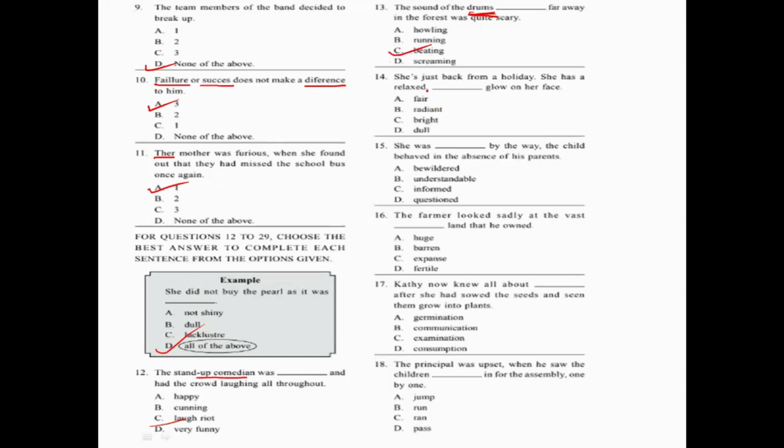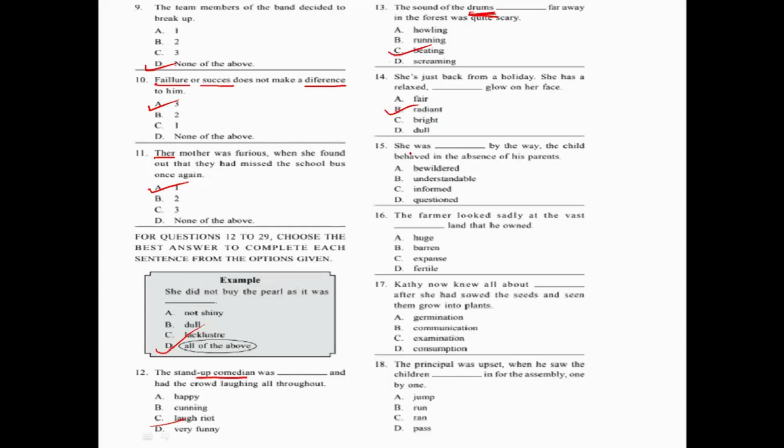Okay, now she's just back from a holiday. She has a relaxed dash glow on her face. Okay, so what is the correct word we use for a glow on the face? It is radiant glow on her face. We can't say fair glow on her face, bright glow on her face. The correct word that suits in here is radiant glow on her face.